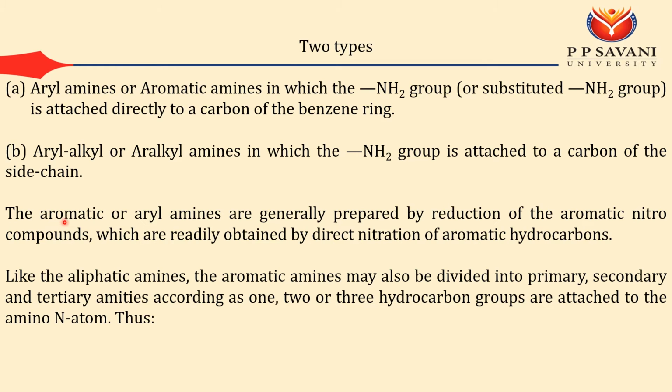You can easily prepare both aromatic amine and aryl amine via a reduction process. So you have to do reduction of a nitro group compound and you will get your product. And aliphatic amines and aromatic amines may also be divided into primary, secondary, and tertiary, like we have learned in alkyl amine.